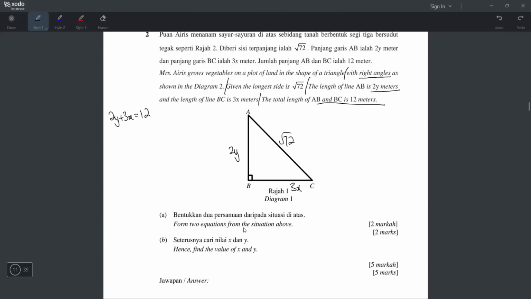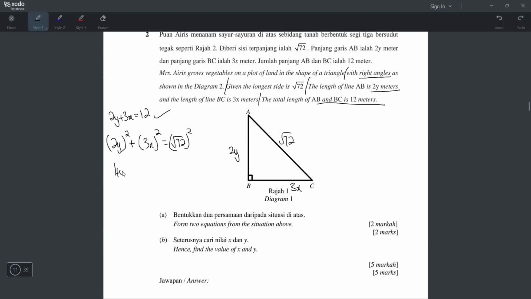So part A says form two equations from the situation above. Bentukkan dua persamaan. Okay, saya sudah bentuk satu dah. Ini equation yang pertama. How to bentuk equation yang kedua? You can use Pythagoras theorem, because this is a right angle triangle, right? So what does Pythagoras theorem say? A square plus B square equals C square, and make sure C is the longer side. So it will be (2y) square, tapi kena letak bracket square lah, tambah dengan (3x) square. And also kena letak bracket, sama dengan (square root 72) square. And this is the Pythagoras theorem. Okay, sekarang kita boleh simplify benda ni.